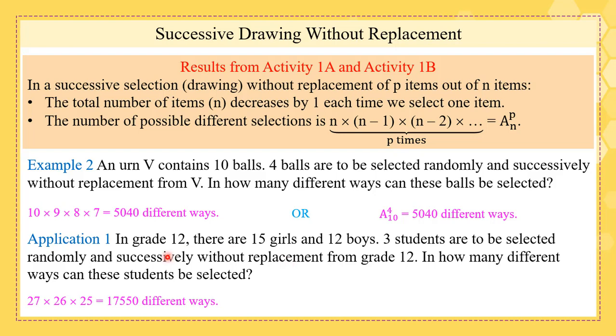So in this case, we have a successive drawing without replacement. We have 27 students, then it decreases by 1 to become 26, then 25. Because we need to choose 3 students, so we multiply 3 numbers by one another to get this answer. Or we can use the arrangement, which is in this case A, from 27, we need to choose 3, and we get the same answer.